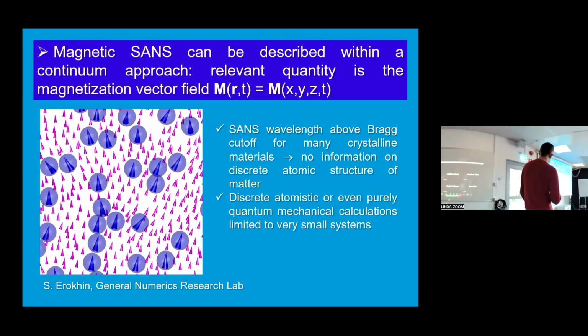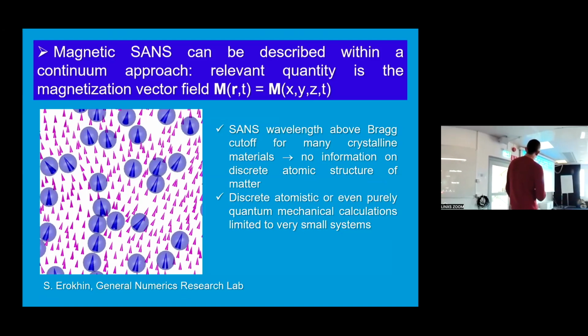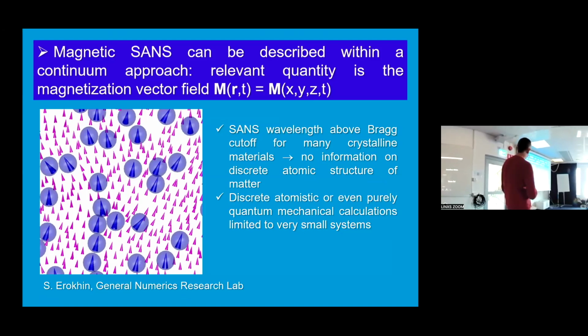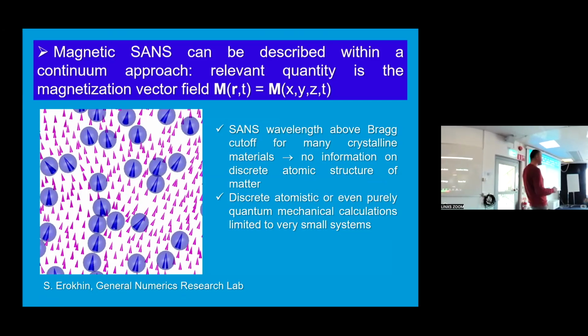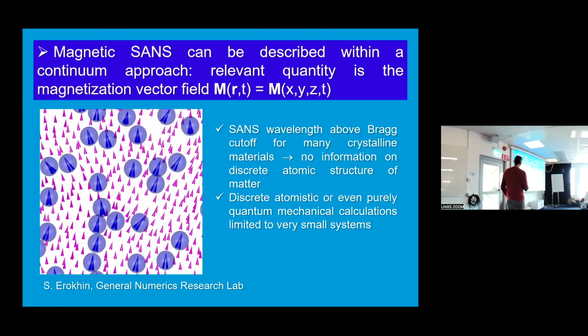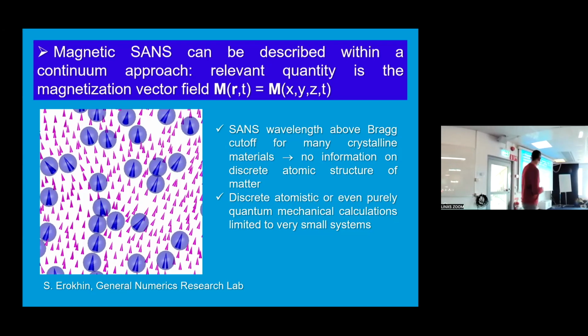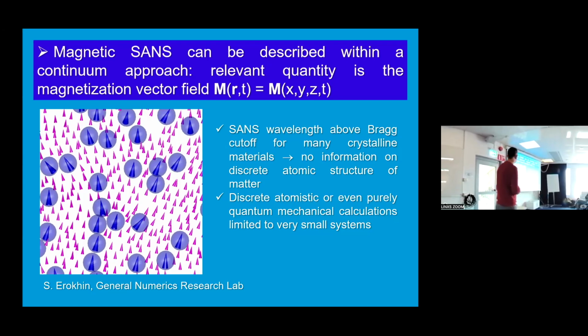Okay, so for small angle scattering, the relevant quantity for magnetic small angle scattering, that's what I'm talking about, is not the individual atomic discrete moment, but the magnetization vector field, which is generally a function of the position x, y, z in the material, and of course you can also include time in this picture. So what we are sensitive to here are spatial variations in this vector field.